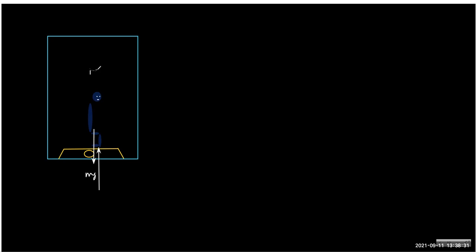Sir, is the elevator at rest or going? Pardon? Yeah, you can take the cases. That's why I'm not drawing it. So now you can take the cases. If the elevator is not moving, then any question.